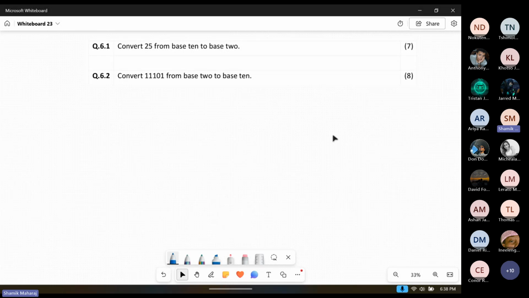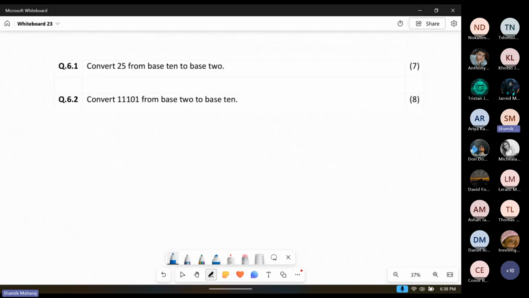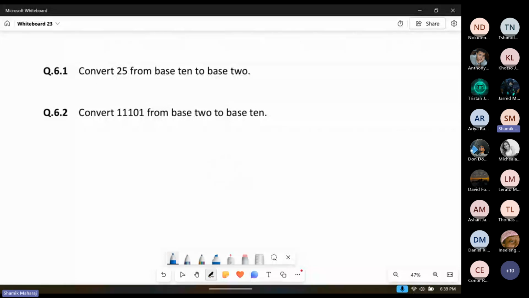It's been a while since we did this. How do we do this? 6.1, convert 25 from base 10 to base 2. Okay, so this was the one. We just need to use expanded form. What was it? Is that the thing? No, that's 6.2.